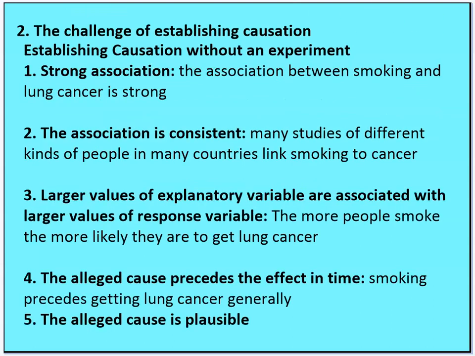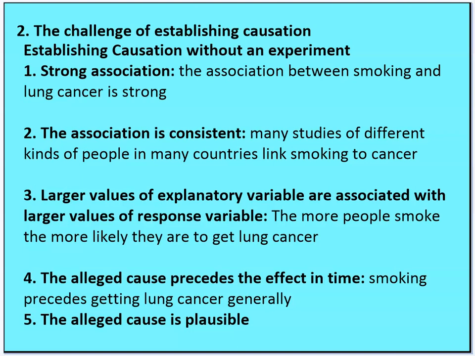All right, so when we establish causation without an experiment, there are some things that we need to consider. One, is there a strong association? An example is smoking and lung cancer. There's a strong correlation between smoking and lung cancer. People who smoke more are more likely to get lung cancer. The association is consistent. We have studies of different kinds of people in many countries that link smoking to cancer. A larger value of the explanatory variable is associated with a larger response variable. The more people smoke, the more likely they are to get lung cancer.